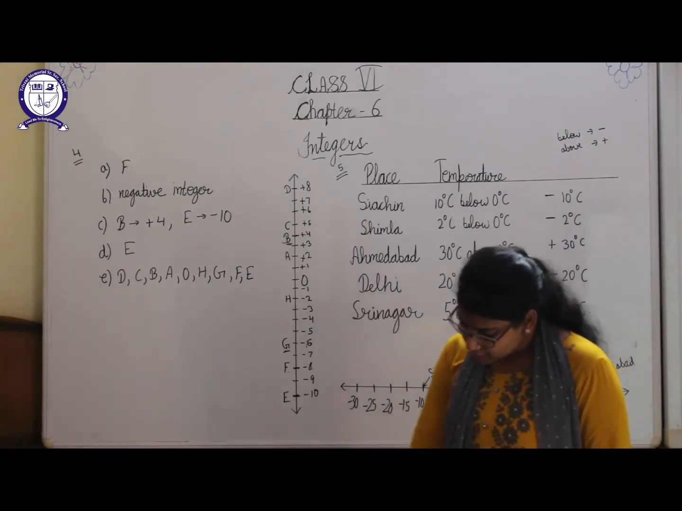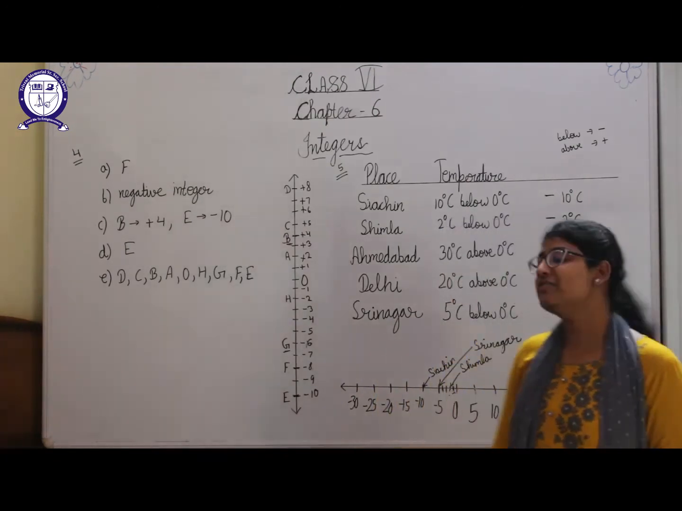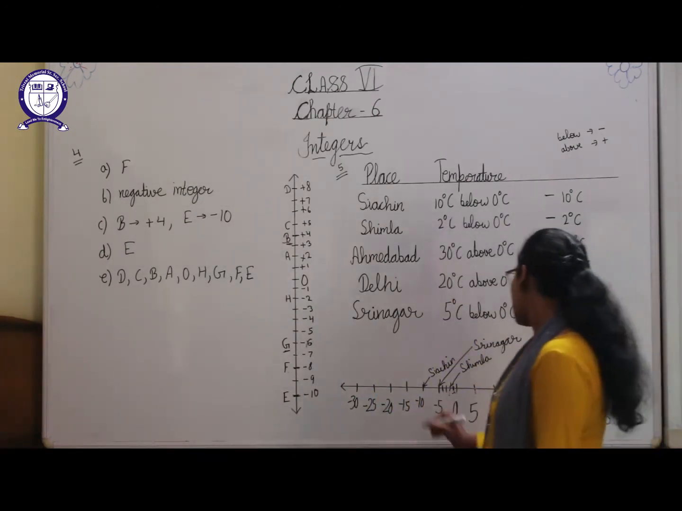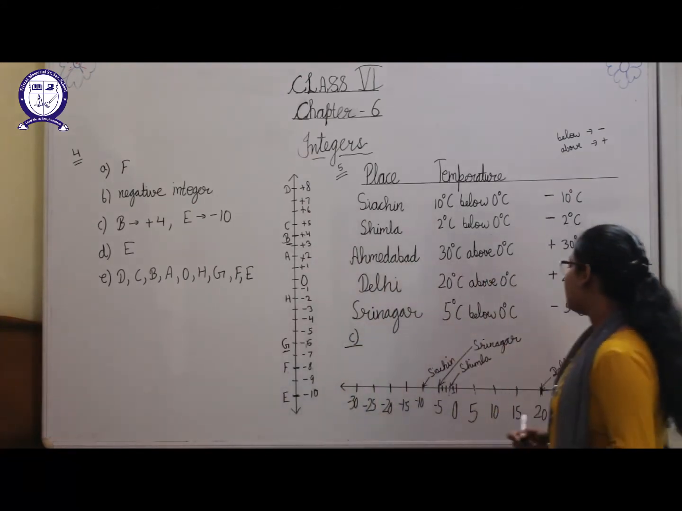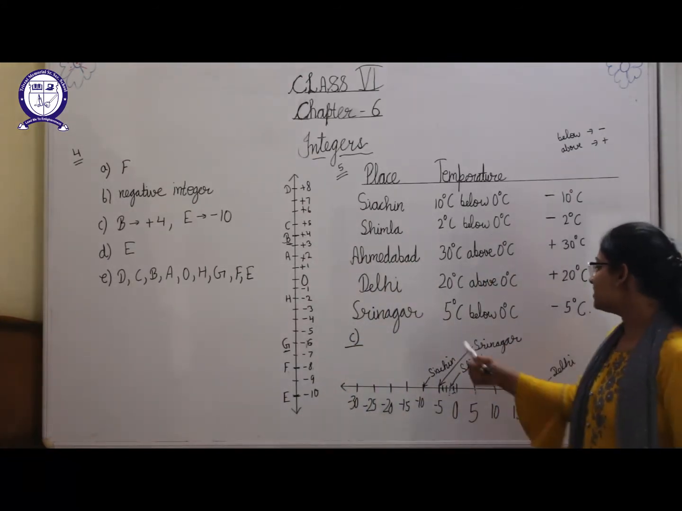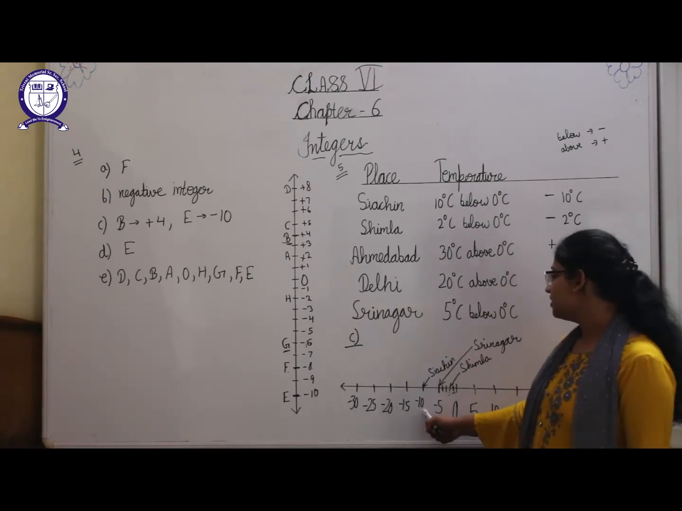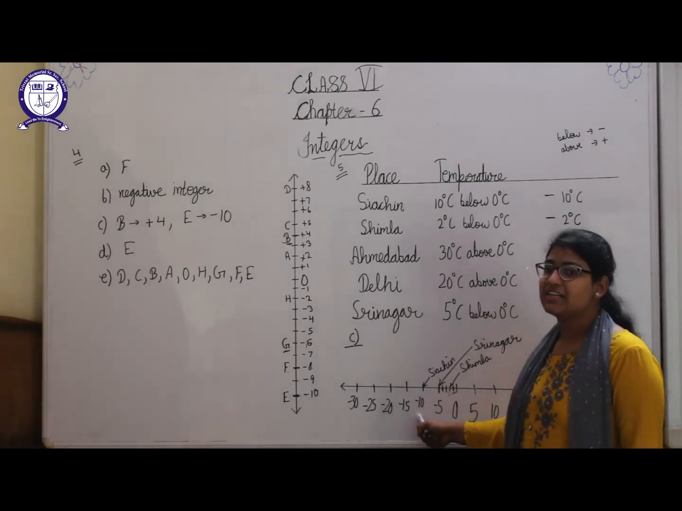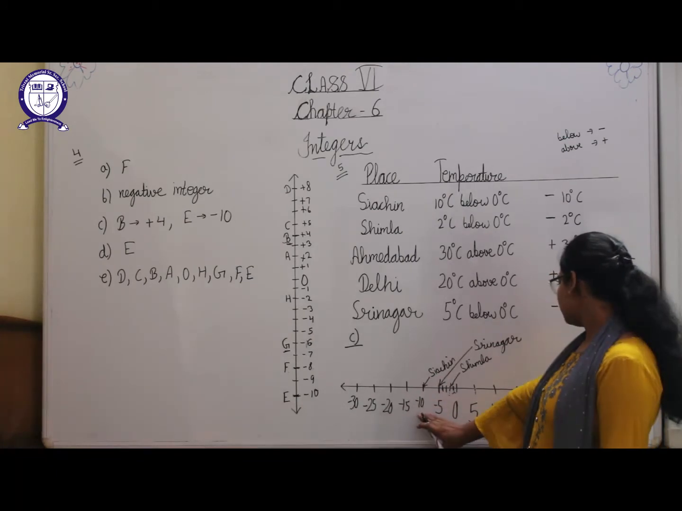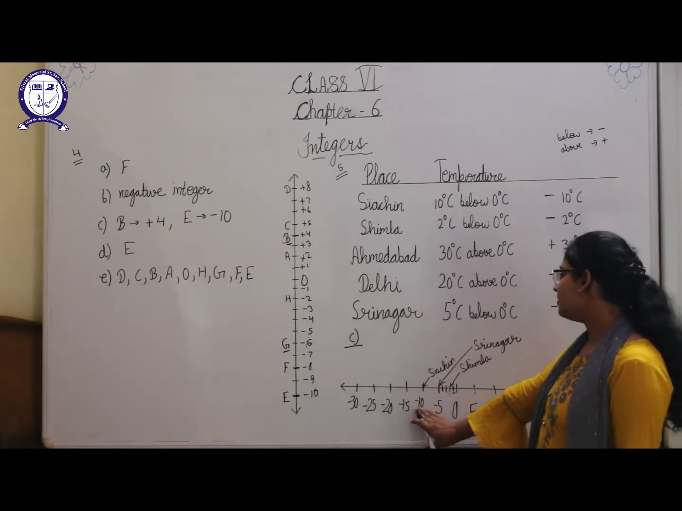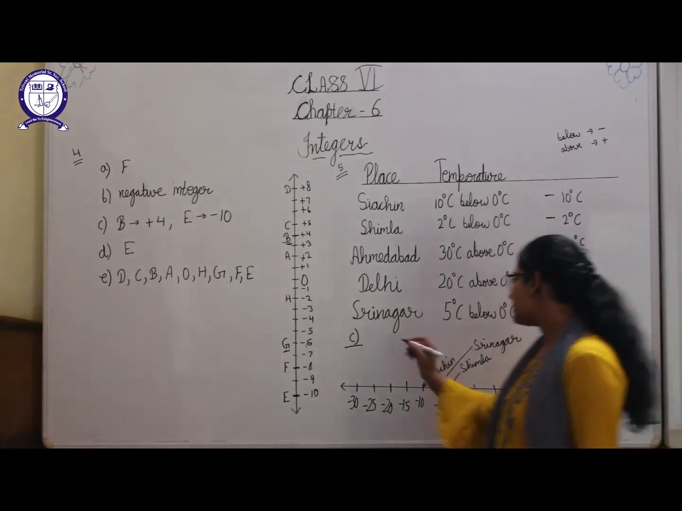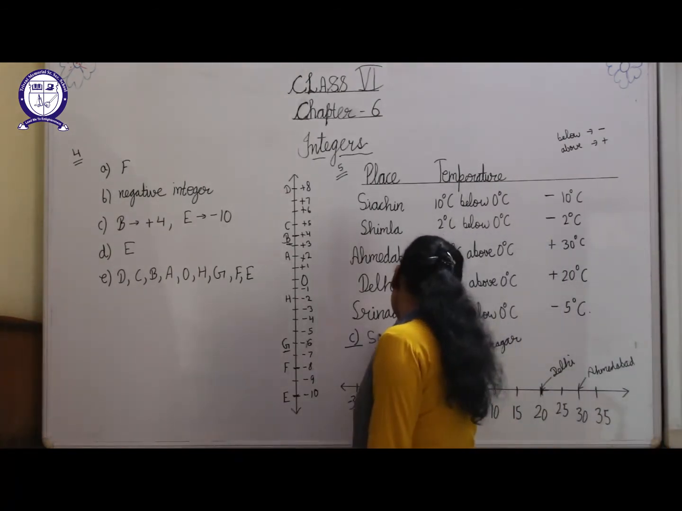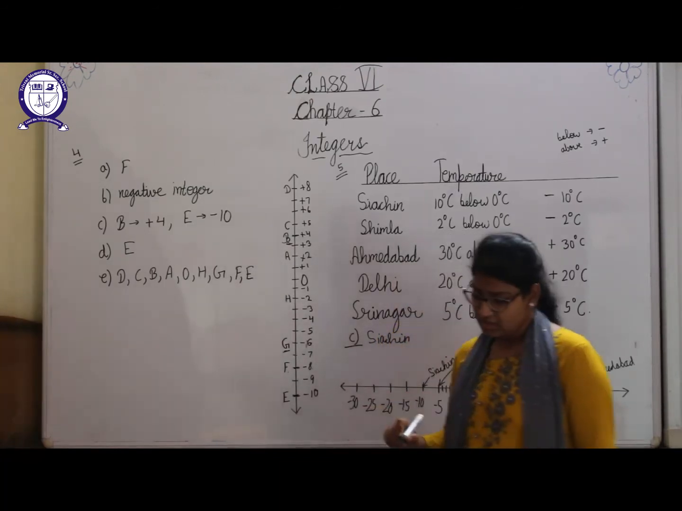Now C part is which is the coolest place. What will be the coolest place, students? Our C part is what is the coolest place? The place where temperature is negative, greater of the negative number. Okay, here it is minus 10 and minus 10 is in which place? Siachen. So our answer is Siachen. Siachen is the coolest place among all these 5 places.